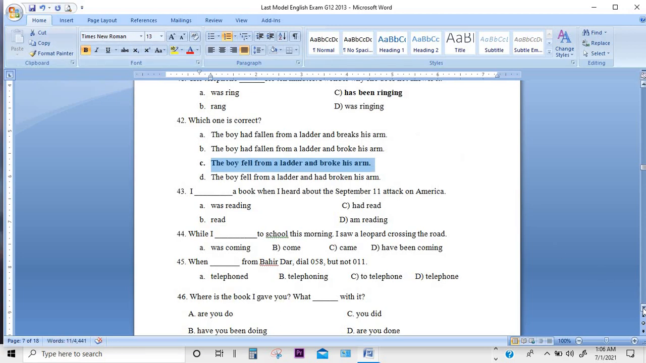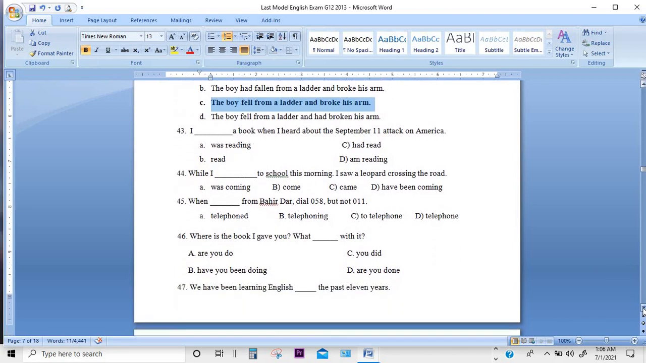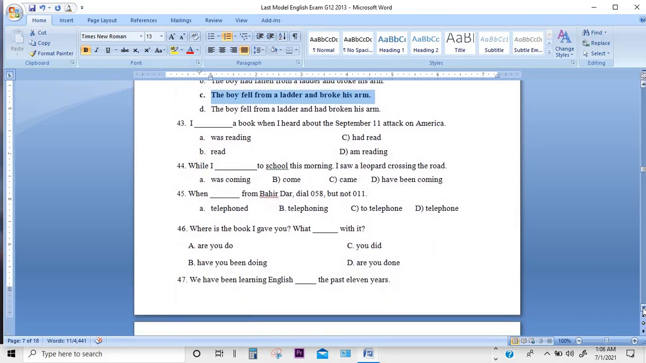43. I was reading a book when I heard about the September 11 attack on America. Look, "when I heard" is the second clause. That's a time clause here. When I heard, past simple.